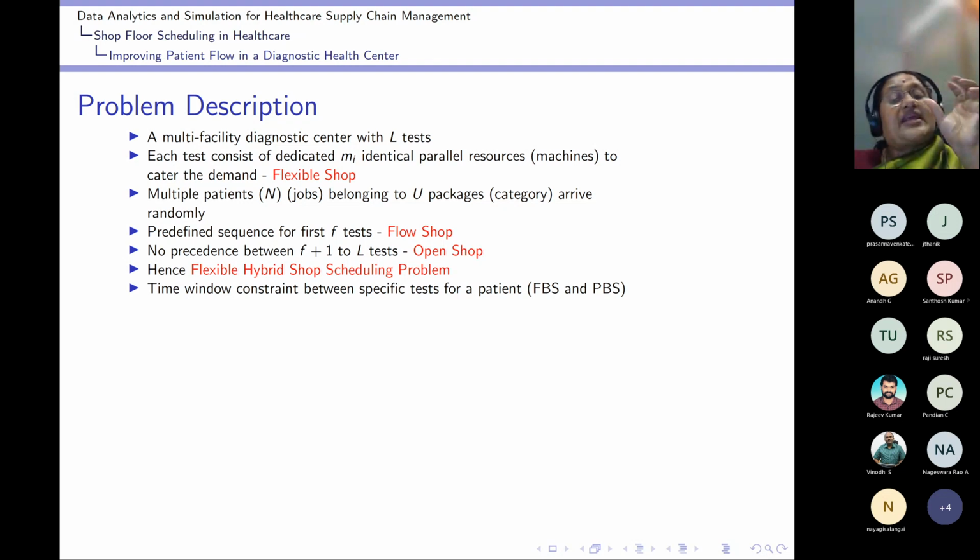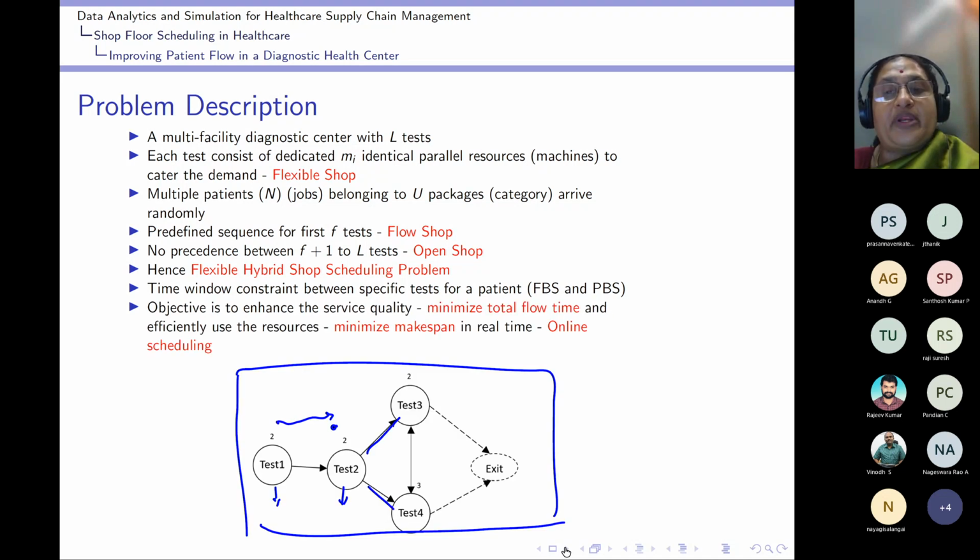In many cases, I have a fasting blood sample and a postprandial blood sample. There is a fixed time window between these two blood samples. My objective here as an OR problem is to minimize my total flow time, efficiently use the resources and minimize the makespan. And here, I'm looking at an online scheduling algorithm.